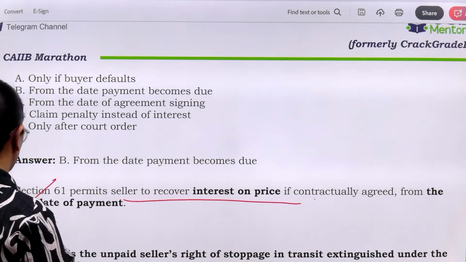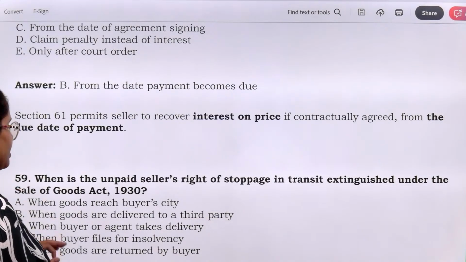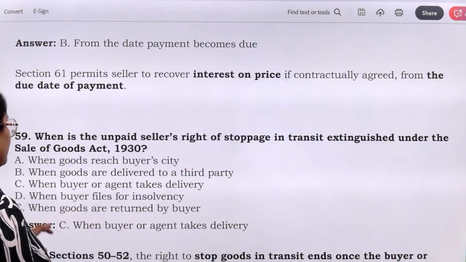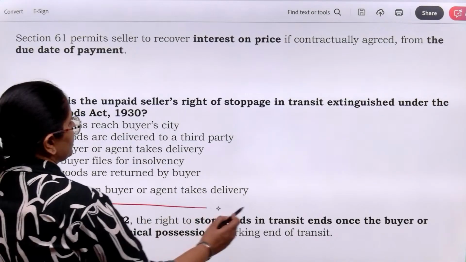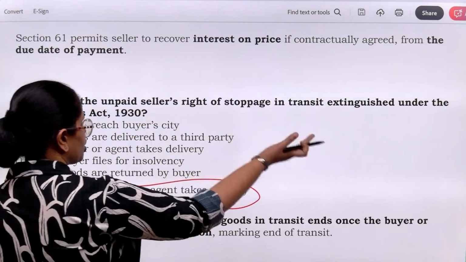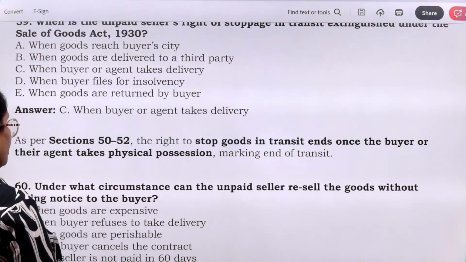What is the unpaid seller's right of stoppage in transit extinguished under sale of goods when the buyer takes the delivery? Obviously, if the buyer already has the possession of goods, how can you stop in transit? So your transit related right would be stopped.